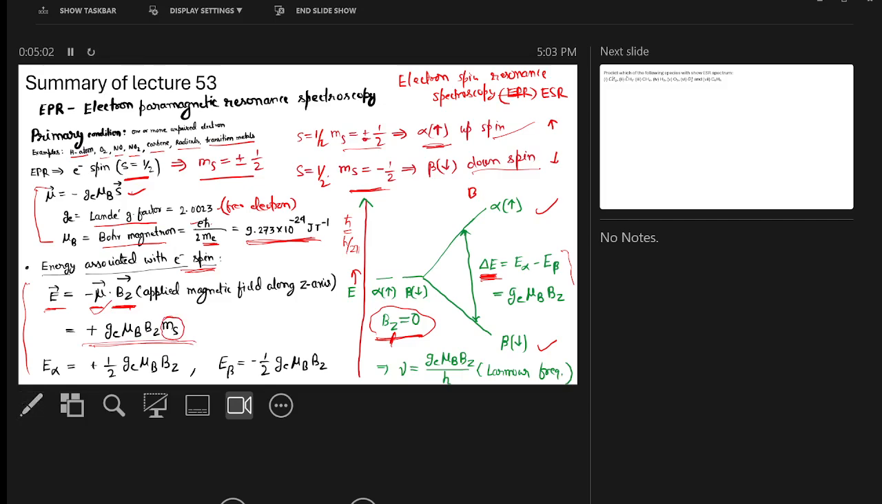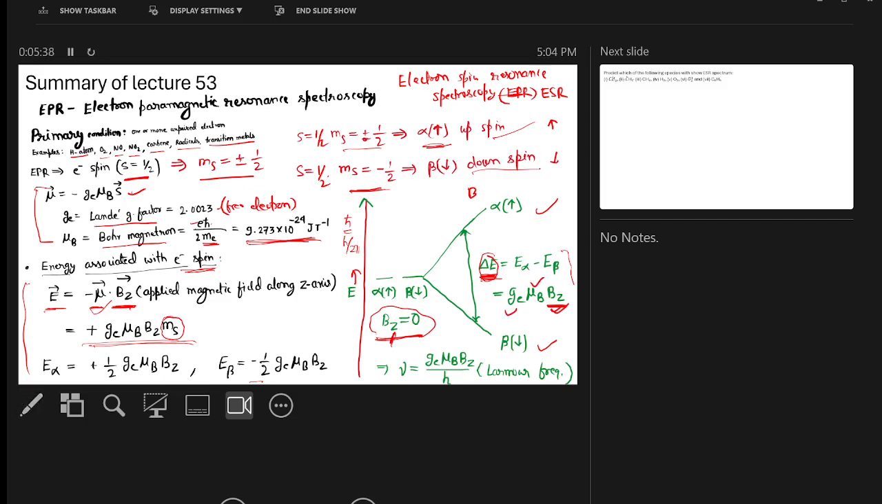So ms can have two possible values. It can have plus half or minus half. If it has plus half, then as we saw, it's an alpha spin. If it's minus half, then beta spin. So the energy of the alpha spin is minus 1 by 2 g e mu B Bz, and the energy of the beta state is plus 1 by 2 g e mu B Bz. And the energy difference between these two states is this one. You can see this energy difference is directly related to the applied magnetic field, because this is constant and this is also constant.